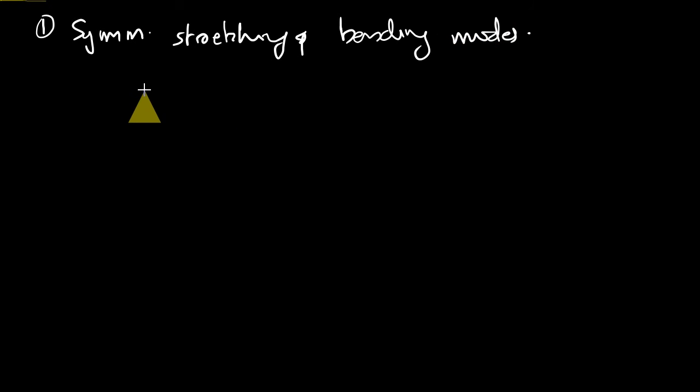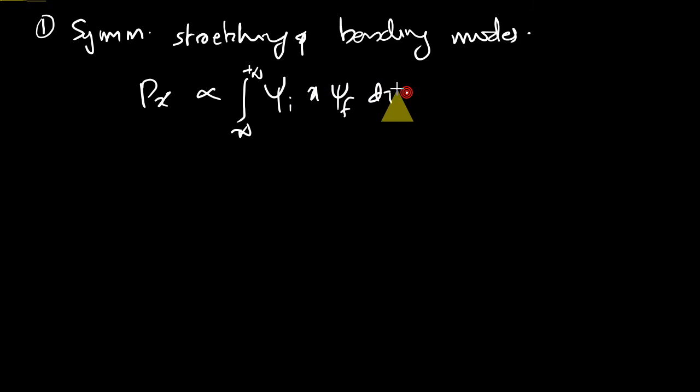Let me calculate the Px for symmetric stretching and bending modes. Px is proportional to the integral from minus infinity to plus infinity of psi I x psi f d tau, right? We want to know whether this integral is 0 or non-zero. That's all. How can we know? I am going to take the direct product of the irreducible representations corresponding to these.